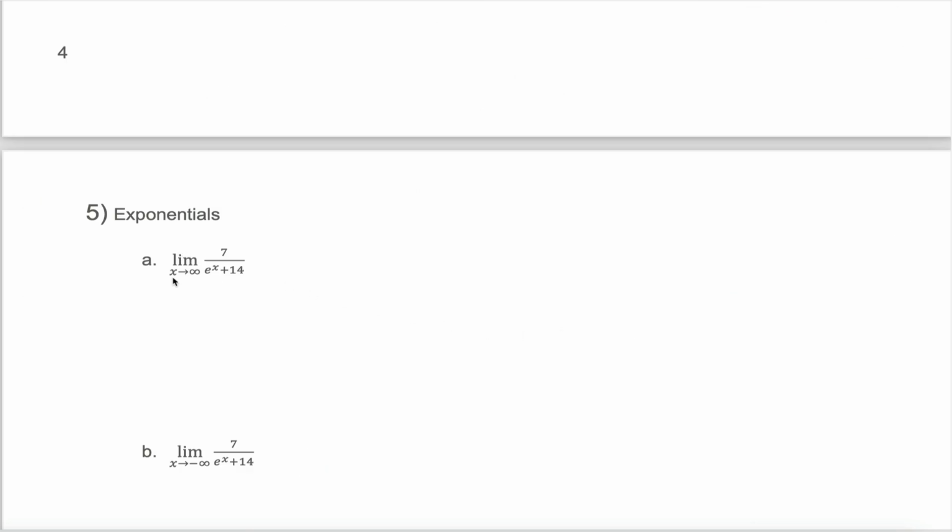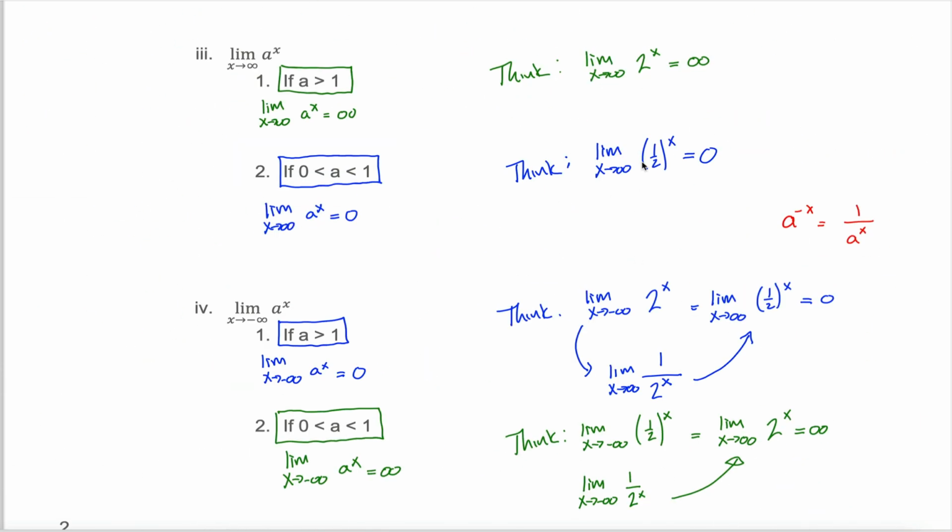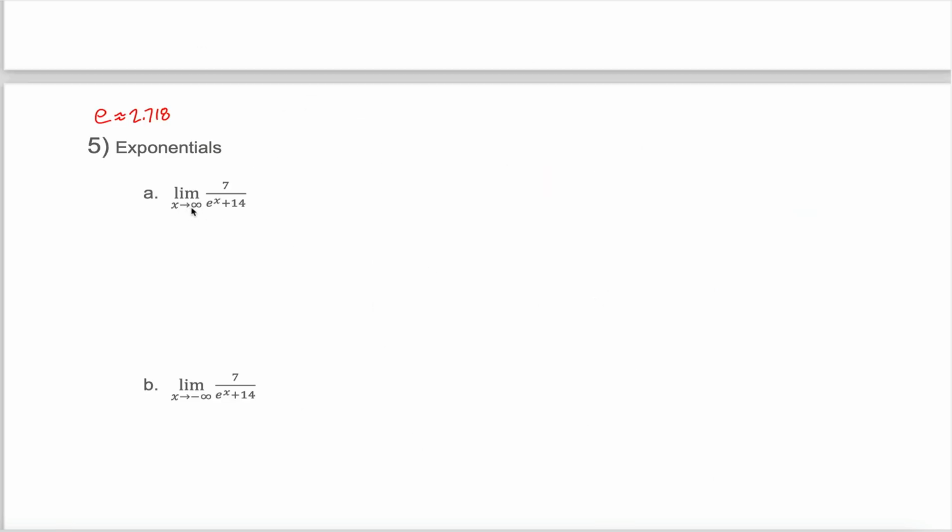What if we're evaluating the limit as x approaches infinity of 7 divided by e to the x plus 14? The important thing to realize here is that e is a number that's roughly 2.7. It doesn't really matter what value e is. All that really matters for our purposes is that e is greater than 1. It's a positive number greater than 1. So when you go back to all these different cases, the base, which we use the letter a to signify, is greater than 1. So what happens if we take the limit as x approaches infinity of 7 divided by e to the x plus 14?